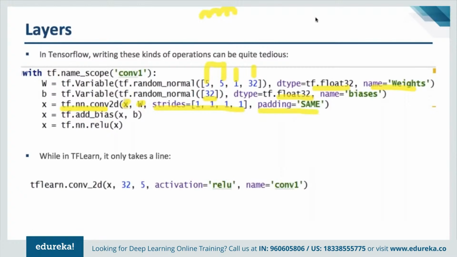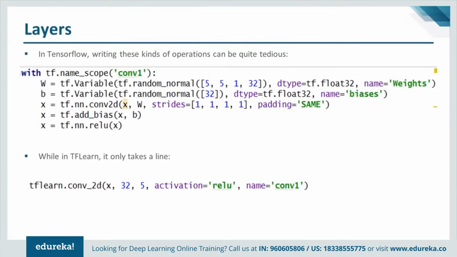And padding is same, and if you still recall, the padding was, this is your image, and what padding used to do is create one layer of zeros around the image, so that your filter can still go beyond and get the information from your edge values. So you need to define all these things, then you add bias by this function, then you apply ReLU. This is the syntax of writing one convolution layer in TensorFlow.